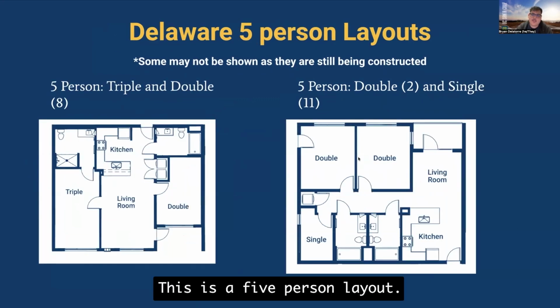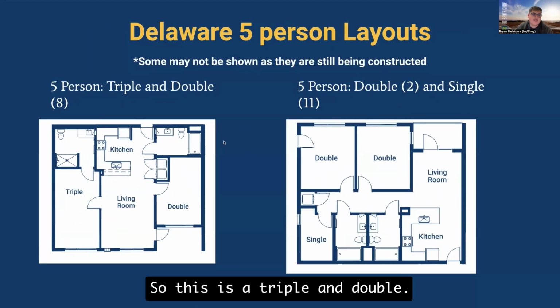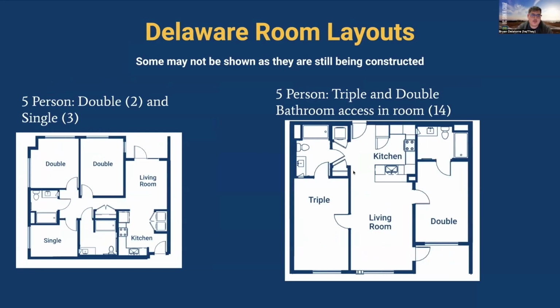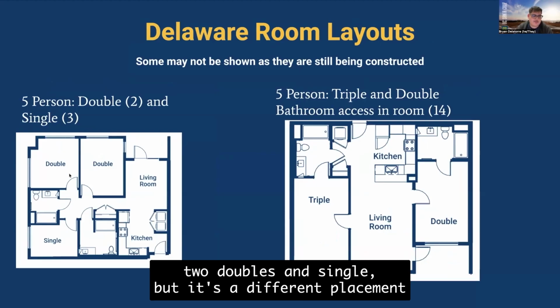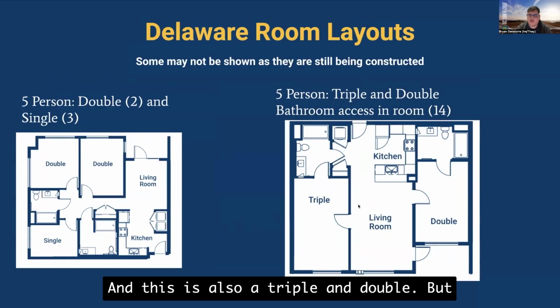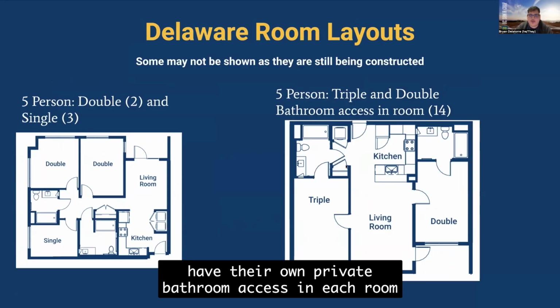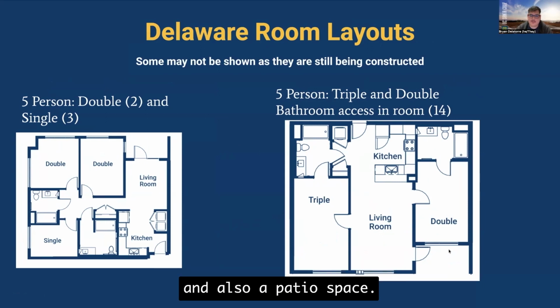This is a 5-person layout. We have a couple of these in different styles. So this is a triple and double. This one is 2 doubles and a single. This one is a 2 doubles and single, but it's a different placement of the single. And this is also a triple and double, but unlike the other one, they have their own private bathroom access in each room, and also a patio space.